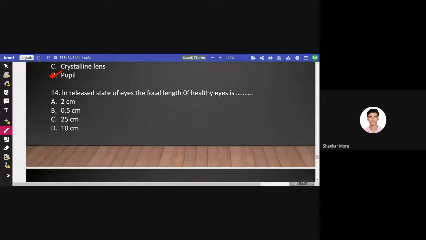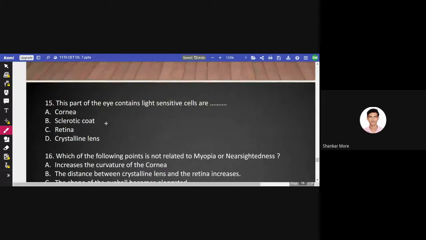In the relaxed state of the eye, the focal length of a healthy eye is? So in the relaxed state, what is the focal length of our eyes? 25 centimeters. I hope you know what focal length is. 25 centimeters, right? So 25 centimeters is the correct answer. Then let's discuss the next part.